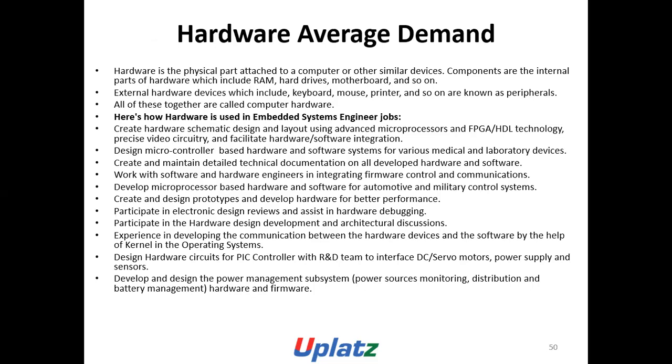Hardware is an average demand skill for embedded system engineer. Hardware is a physical part attached to a computer or other similar devices. Components are the internal parts of the hardware, which include RAM, hard drives, motherboard, and so on. External hardware devices, which include keyboard, mouse, printers, and so on, are known as peripherals. All of this together is called computer hardware. Here is how hardware is used in embedded system engineer's job.